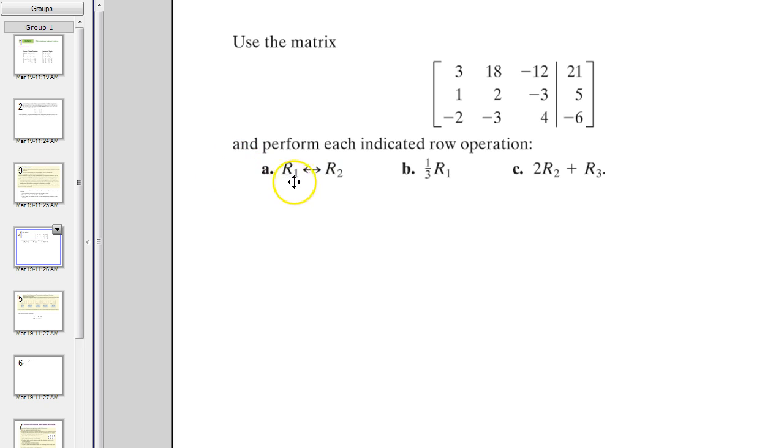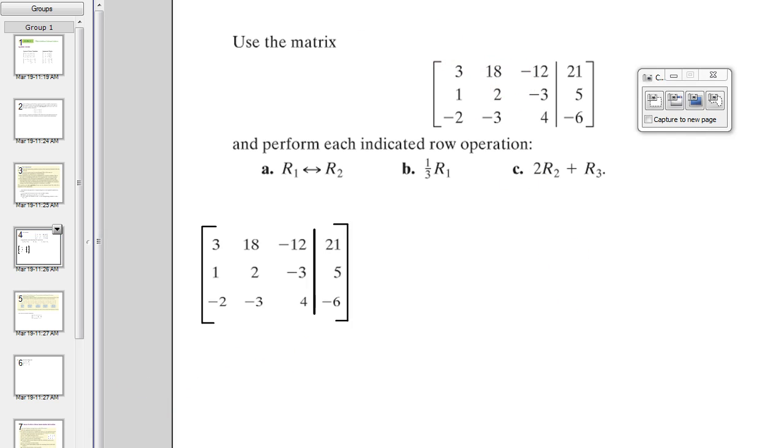So A says interchange row 1 and 2. So here's our matrix. We want to interchange rows 1 and 2. Alright, so I got it written down here. I'm going to take row 1, slide it down. I'm going to take row 2, slide it up. So there's row 1 and row 2 interchange. That's all it literally means. Just take the top row, put it in the middle, take the middle row, put it on the top, and that's your new matrix. So this would be row 1, row 2 swapped.